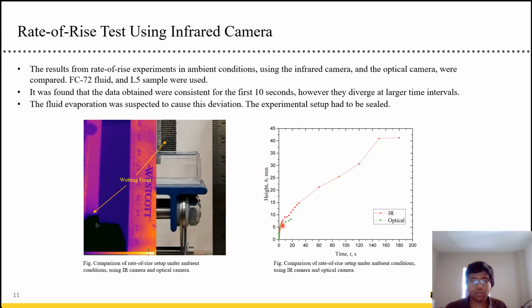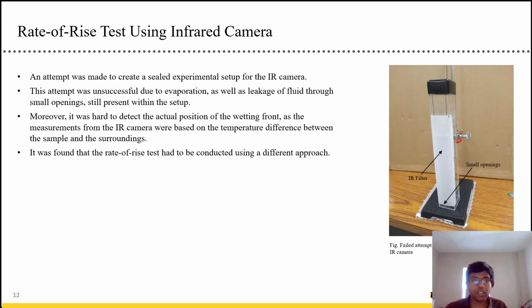So yeah, this is a comparison between the optical and the IR, both in ambient condition. As you can see, they diverge at around 10 seconds, and we believe that's because it's not saturated and there's a good amount of evaporation happening.